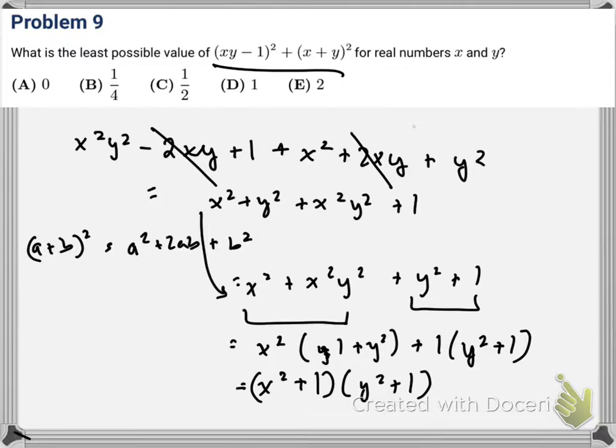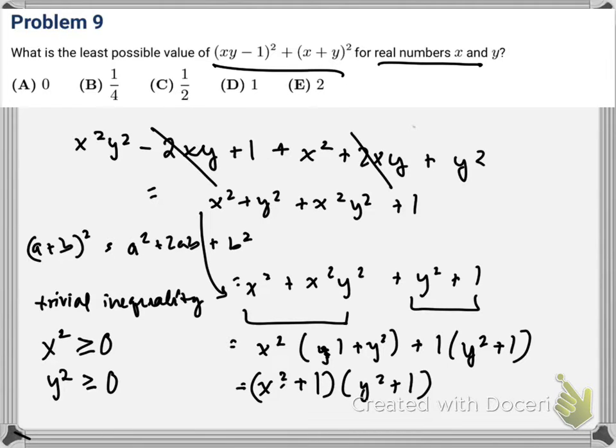And so using this, I can say, wait a second, x squared is always going to be greater than or equal to 0, and y squared is always going to be greater than or equal to 0, given that x and y are real numbers. So this is called the trivial inequality. The trivial inequality says that this square is always going to be greater than or equal to 0. And so the least possible value of each of these expressions is going to be 1, and that occurs when x and y are 0. So multiplying them together, I see that it must be greater than or equal to 1, and so the least possible value of the whole expression is 1.